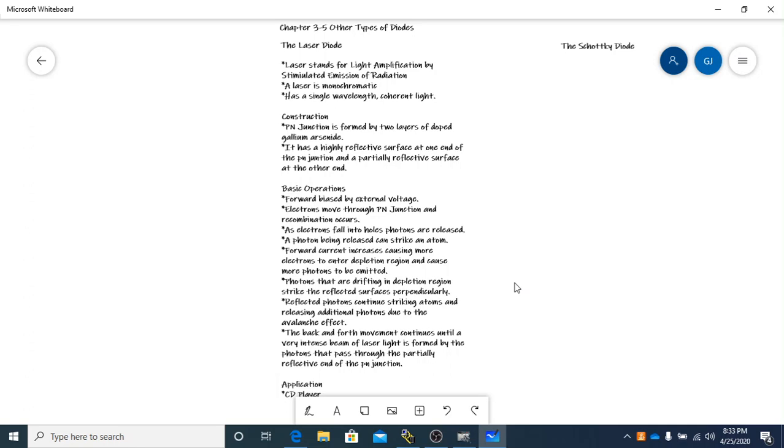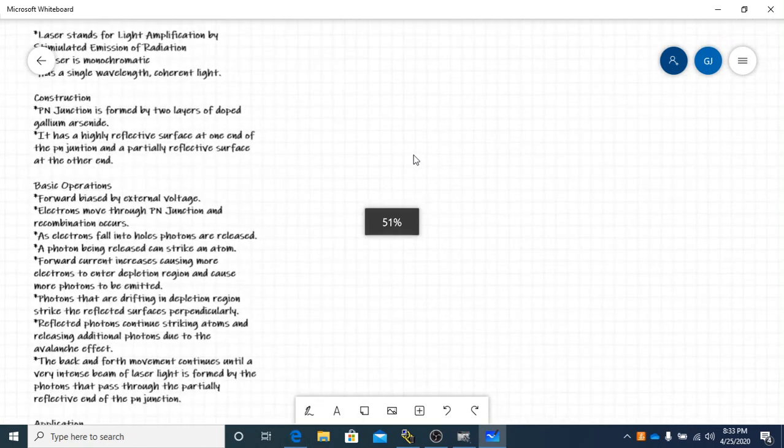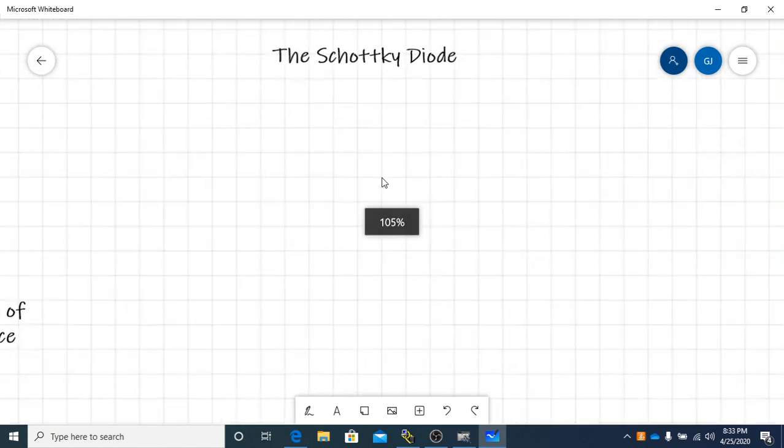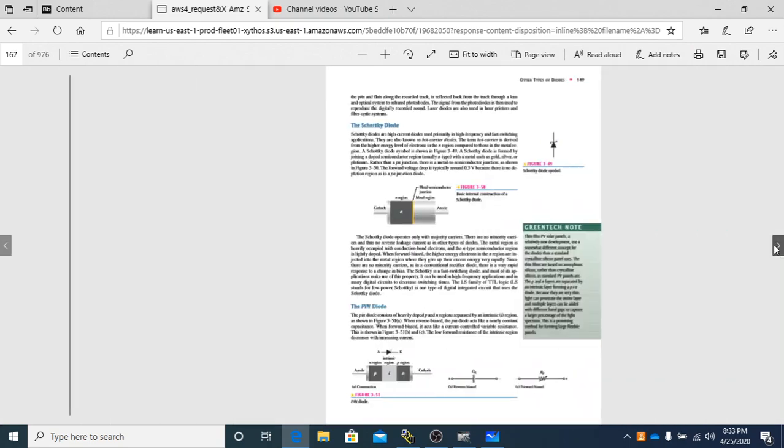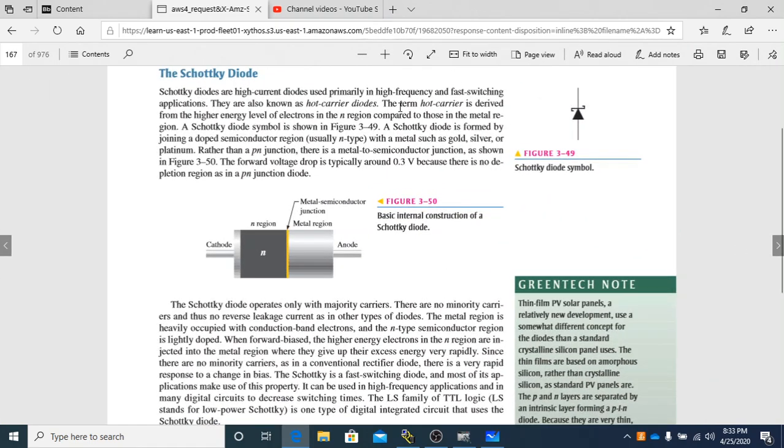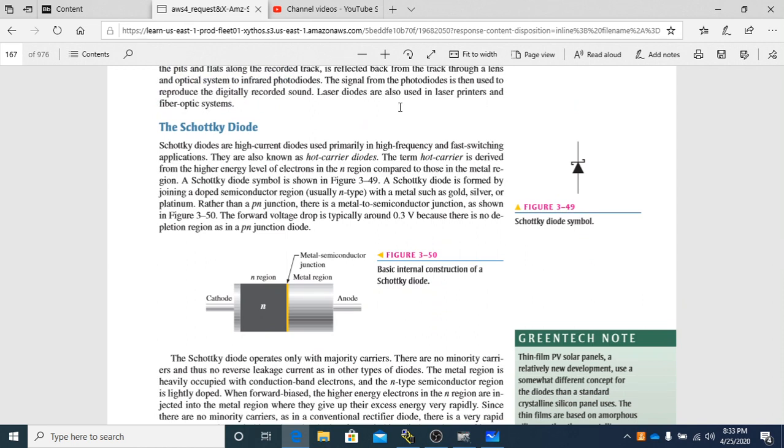So the next one we're going to be talking about is a Schottky diode. Let's go to the Schottky diode in the text. Schottky diodes are high current diodes, used primarily in high frequency and fast switching applications. They are also known as hot carrier diodes. The term hot carrier is derived from the higher energy level of electrons in the N region compared to those in the metal region. A Schottky diode symbol is shown in figure 349. This is the symbol for this one.